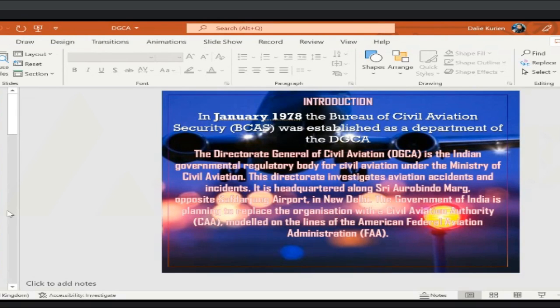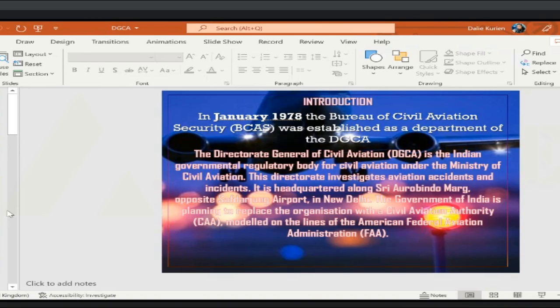So this BCAS was actually a small room, a small team under DGCA. Later on, they moved on to being a big office, because they felt that BCAS needed to be expanded because of security. So that's the reason they had to move forward and make the one.